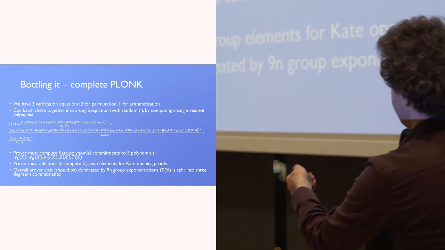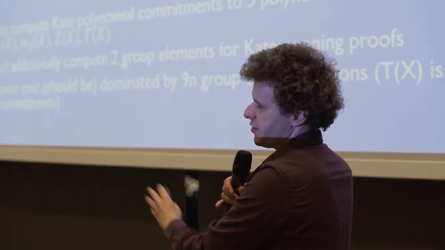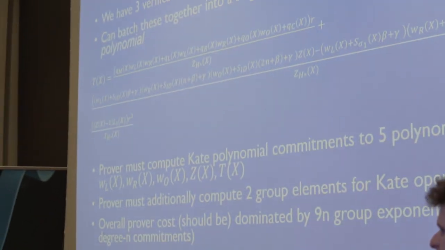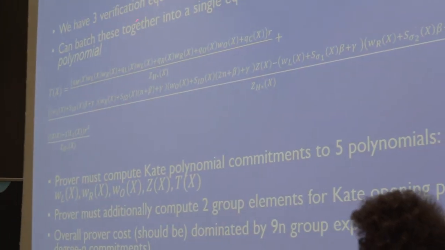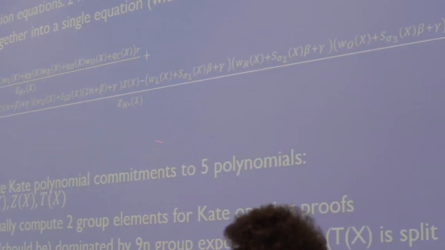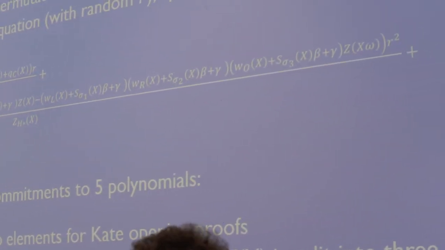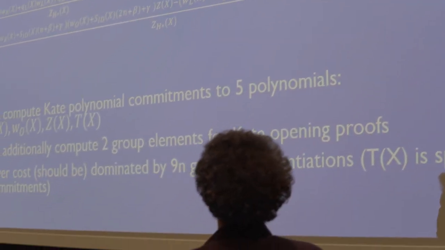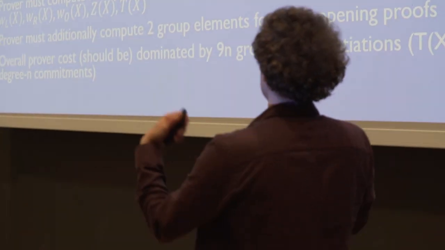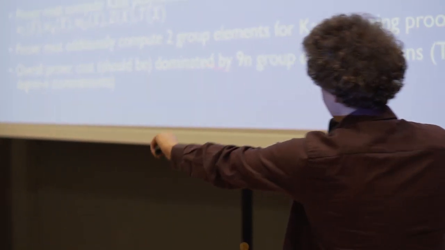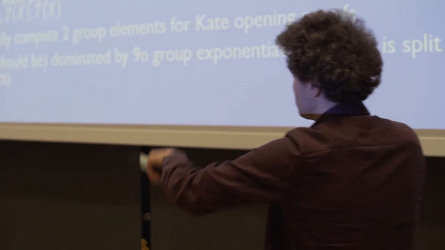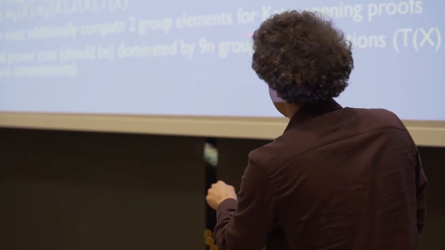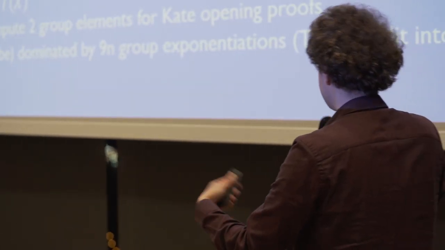The thing I want to communicate about this is that no matter how many verification checks the verifier has to do, as long as everything is equal to zero modulo the vanishing polynomial, you can just add extra terms into the quotient polynomial by multiplying them by some random separator so that they can be treated as independent. The final takeaway is that the prover will need to commit to 5 polynomials. They will all be degree n, where n is the number of gates, apart from t of x, which will be degree 3n, plus 2 extra group elements of degree n for the KZG10 polynomial opening proofs.